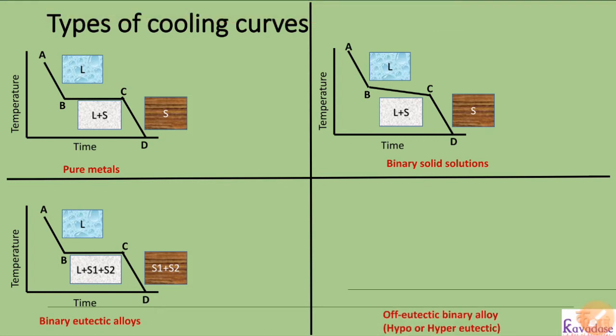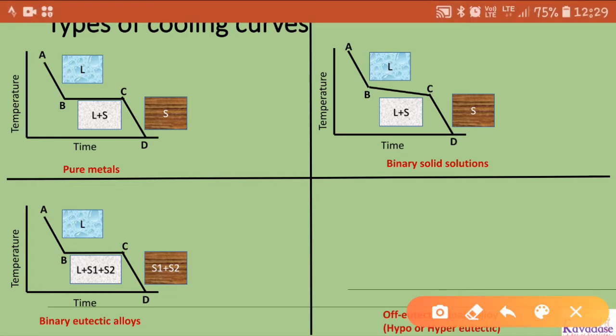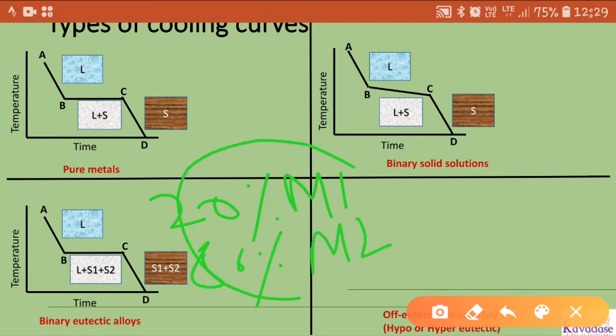Then last one is off eutectic binary alloy system. It is also known as hypoeutectic or hypereutectic. Okay, hypo or hyper means less eutectic mixture or more eutectic mixture. For example, in this system 20% is metal 1 and 80% is metal 2, our eutectic mixture. When we reduce the amount of metal 1, then it is known as hypo, means we have reduced the amount of metal 1 in the alloy.